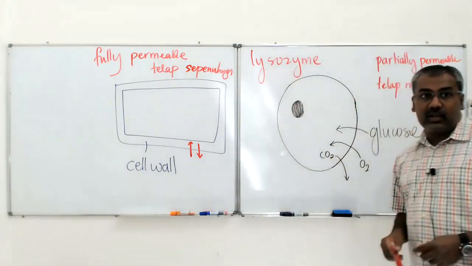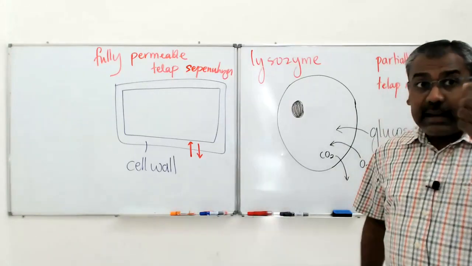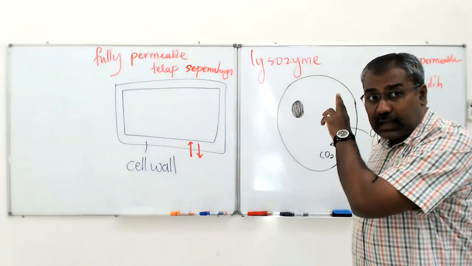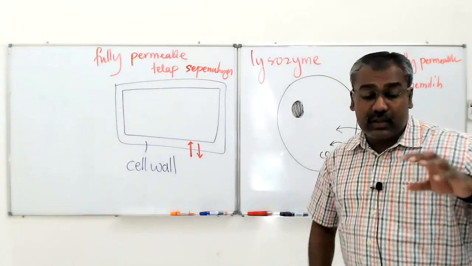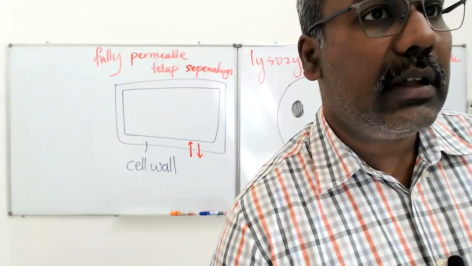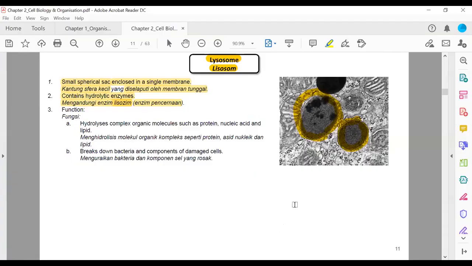Lysozyme. In English, lysozyme. The name of the hydrolytic enzyme is called lysozyme. So BM pun sama, English pun sama, cuma dia punya ejaan saja yang berbeza. Okay, baik. Enzim pencernaan, digestive enzyme, hydrolytic enzyme.